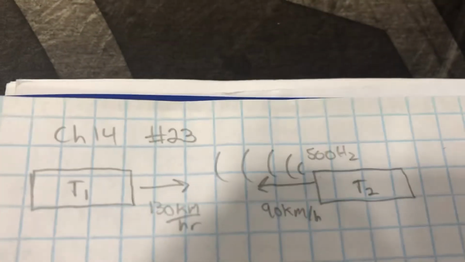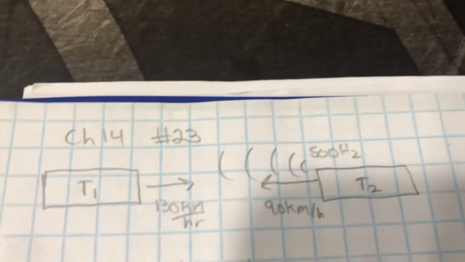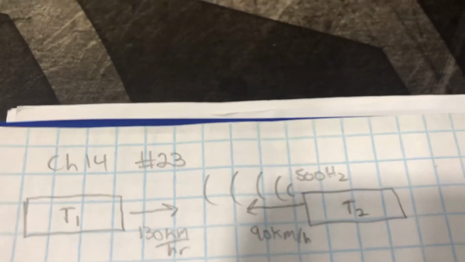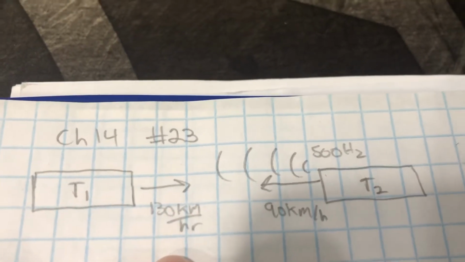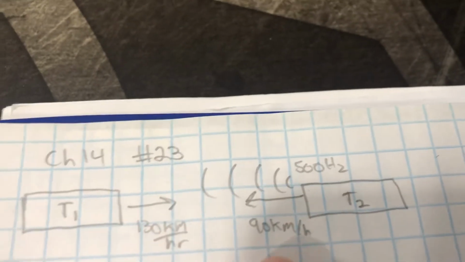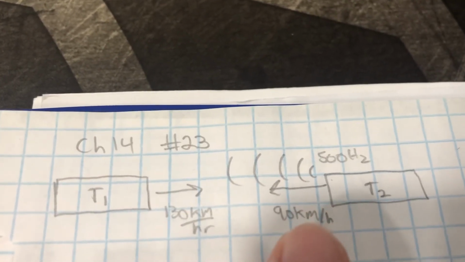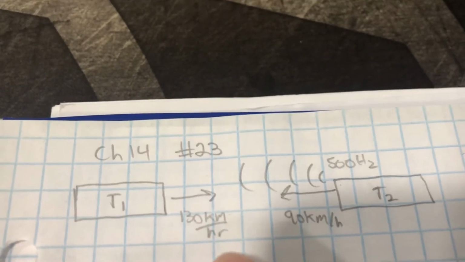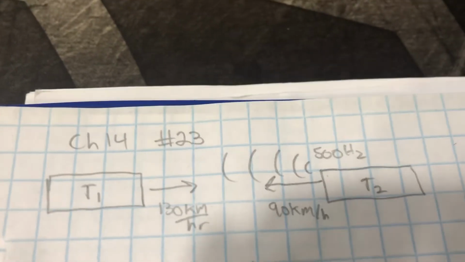And so the first thing I did was draw a diagram. Wherever the trains are coming from doesn't matter, because the equation will figure it out itself. But I made train 1 130 kilometers per hour, while I made train 2 90 kilometers per hour, going at each other. But train 2 has a frequency of 500 hertz, blowing towards train 1. And we're looking for the frequency heard by the engineer in train 1.